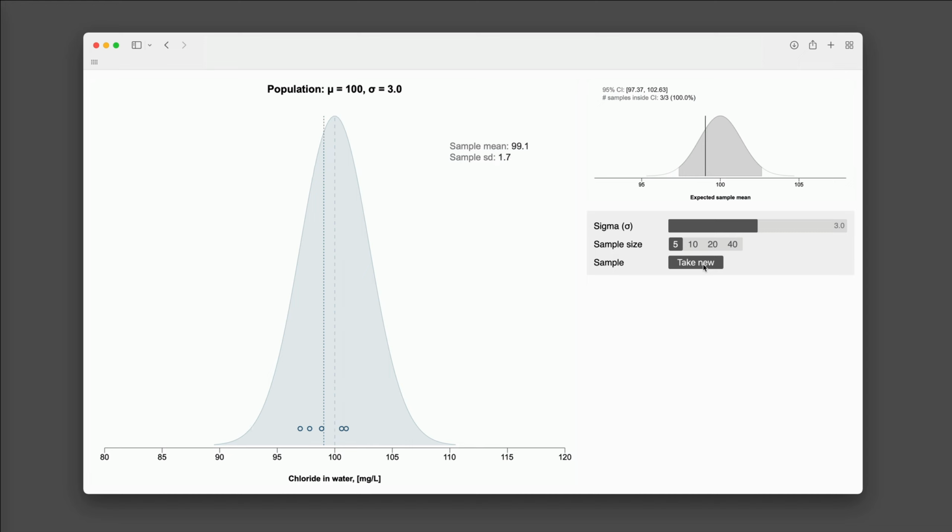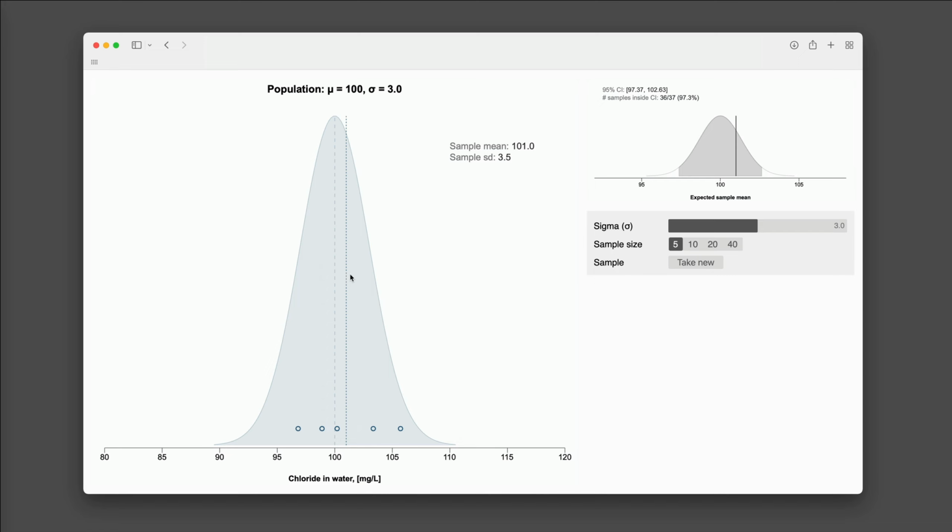Then if I take one more, you can see that it varies randomly. Sometimes it's on the left side, sometimes it's on the right side, and so on. Sometimes it can be pretty far away from the population mean, and sometimes it's pretty close to the population mean. So the overall idea is that every time you take a sample from your population, the sample mean is also a random number, and it will vary around the true population mean.